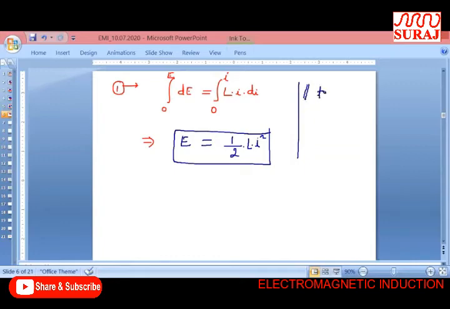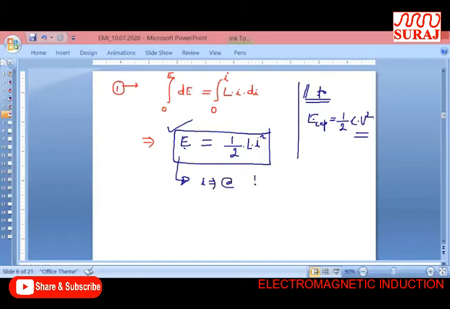This is similar to the energy stored in a capacitor, where we derived half CV square. Here the energy stored is half L I square. This is the energy stored in any inductor at any time t.